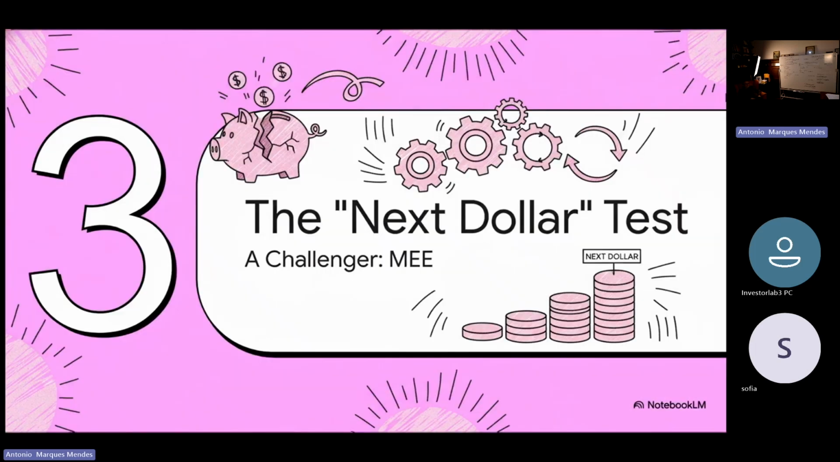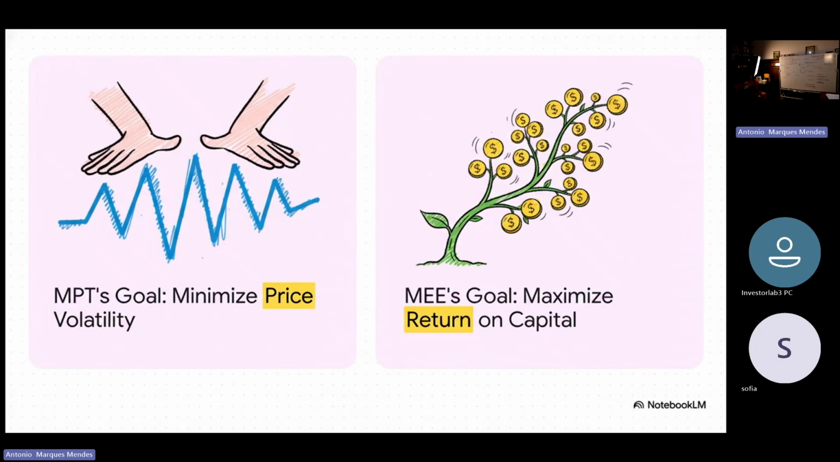Okay, so if the old model is starting to look a little shaky, what's the alternative? Well, let's introduce the new challenger. It's a framework called Marginal Efficiency of Equity, or MEE. And it all starts with a very simple idea I like to call the next dollar test. This slide right here gets straight to the heart of it. The two philosophies are just worlds apart.